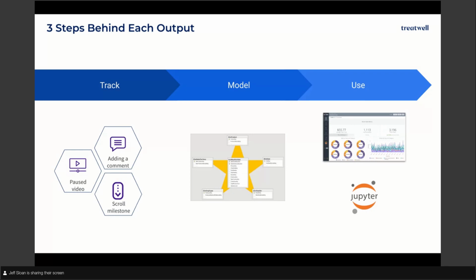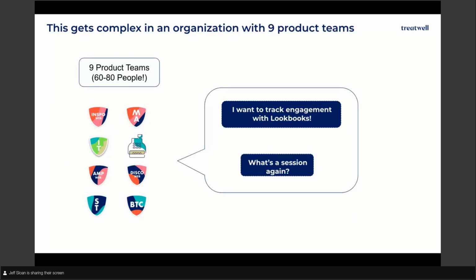However, this gets pretty complex in an organization with 9, and honestly, probably 9+ at this point. It's tough to keep track of how our teams are changing, with 60 to 80, maybe even more, at the point that this slide has been generated. And they're asking both hyper-specific questions as well as hyper-generic questions.